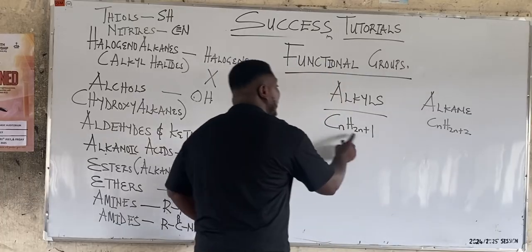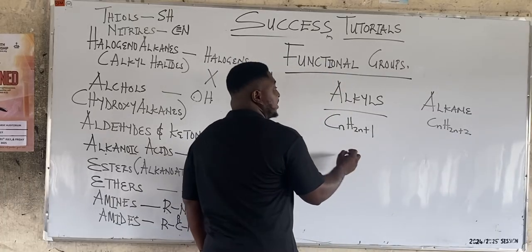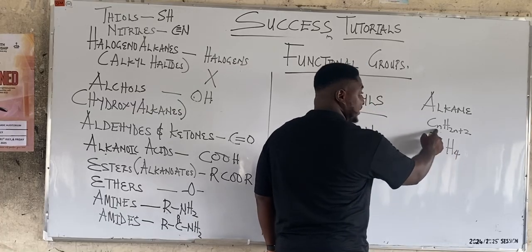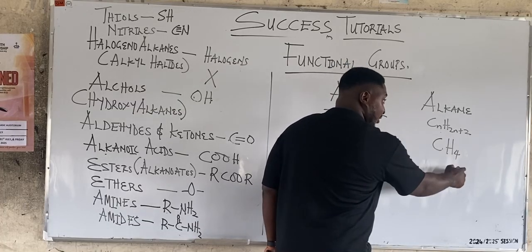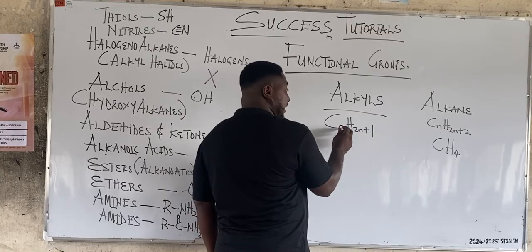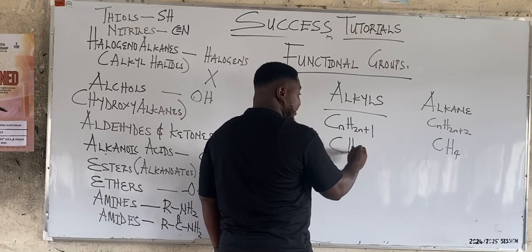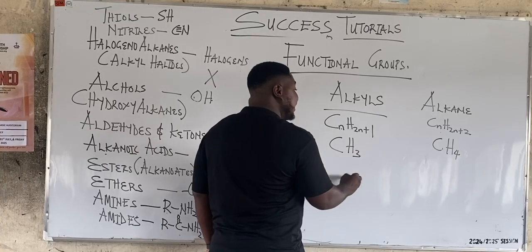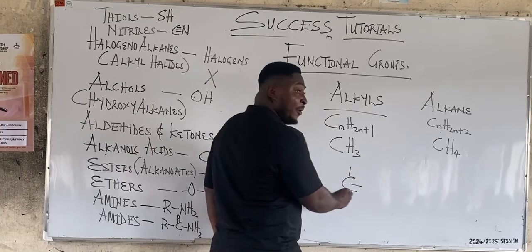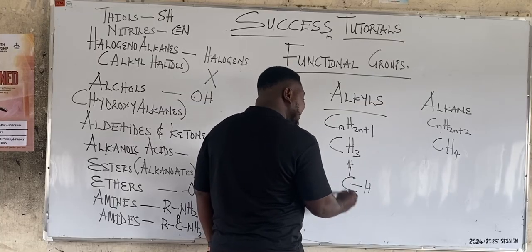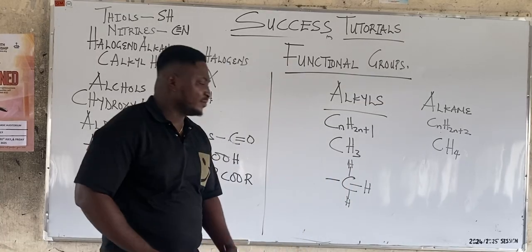For CnH2n+1, take the case where the number of carbon is 1. For the alkane, C1, 2 times 1 is 2, plus 2 is 4, CH4. This guy will be C times 1, H 2 times 1 is 2, plus 1, CH3. Now this CH3 is not proper because carbon must have 4 bonds. But you have 3 hydrogens, CH3. So there's always a vacancy here.